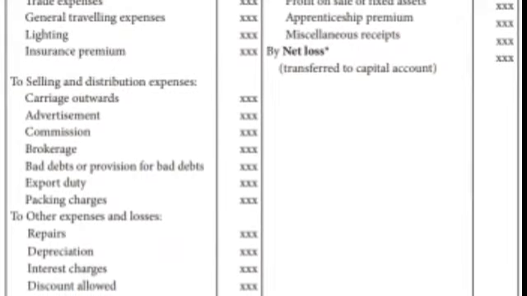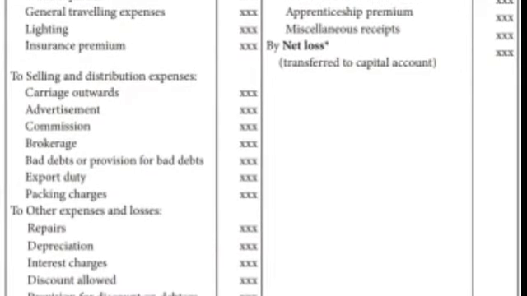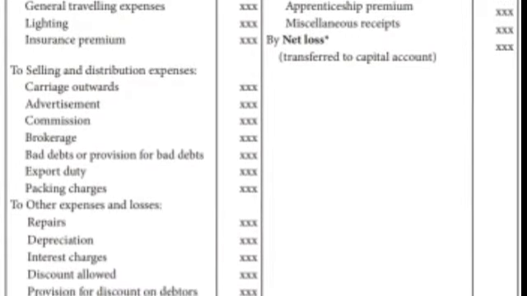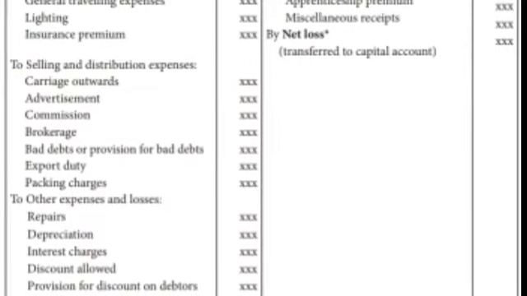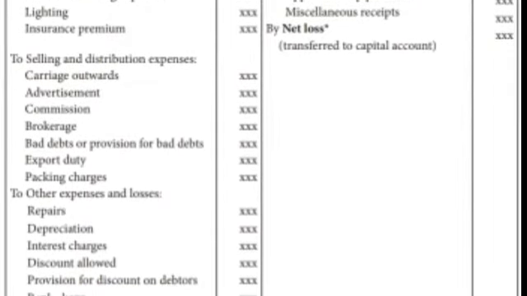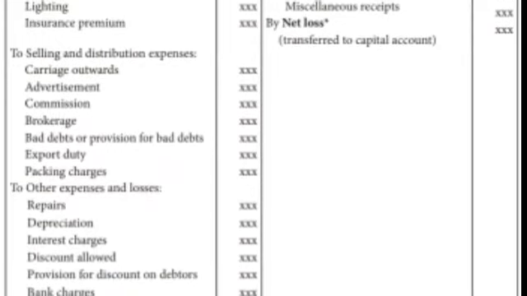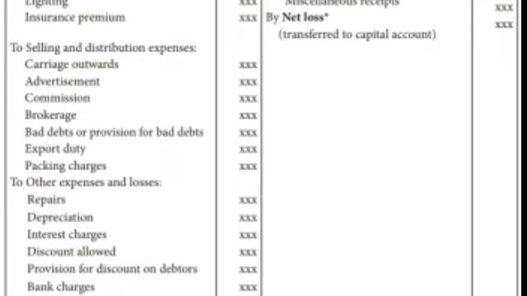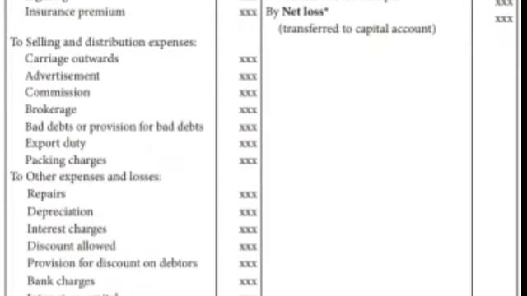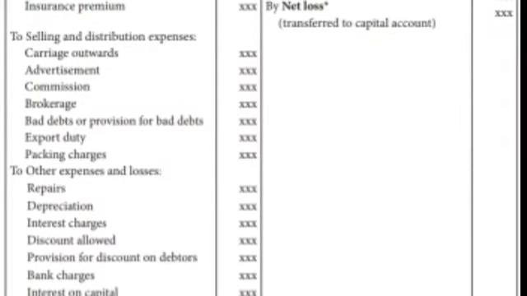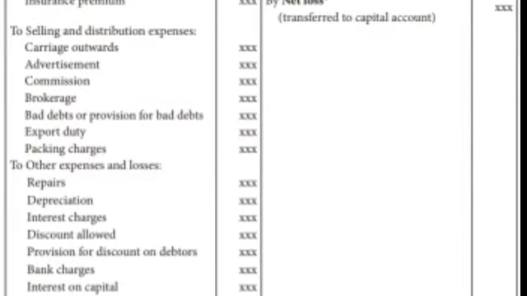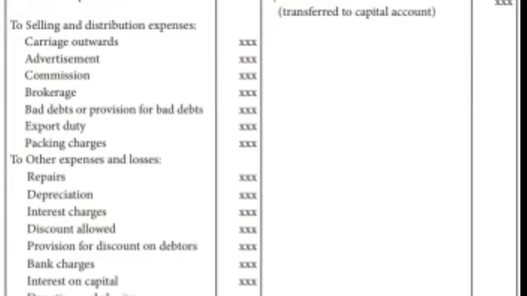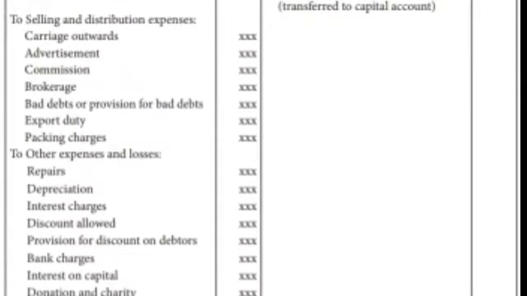Okay. Next one, credit side. By gross profit. We have to find the trading account gross profit and transfer it to the P&L account on the credit side. Next one, by indirect incomes. Only two items we can write on that credit side. Indirect incomes, rent earned. All indirect income we have to write on the credit side.